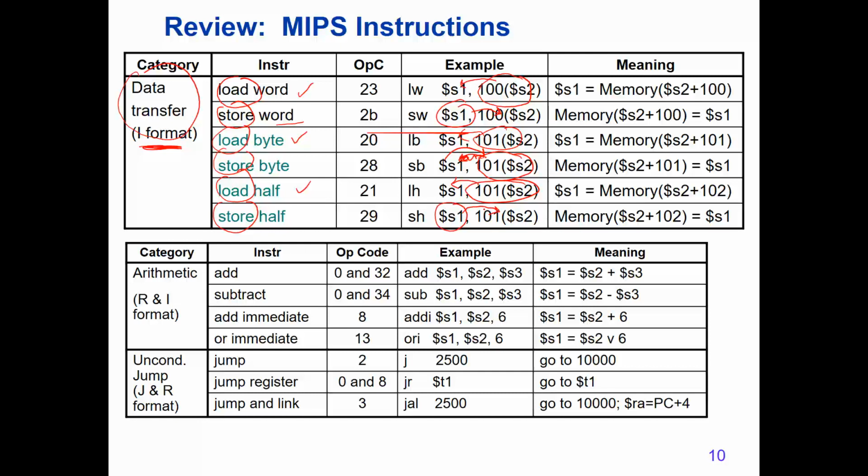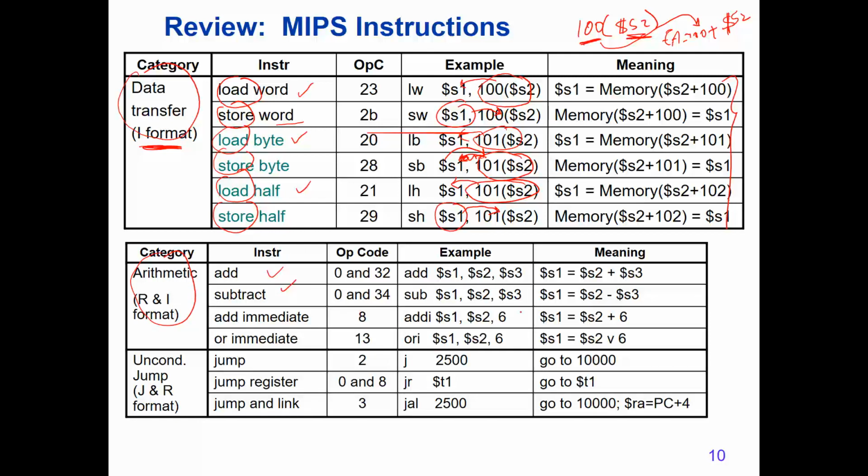Now we will talk about calculating memory addresses later on, but basically, when we have something like this, we consider this as the base address, and this is the displacement. So the effective address equals the value of the displacement, which is 100, plus the value in the base address, which is s2 here.